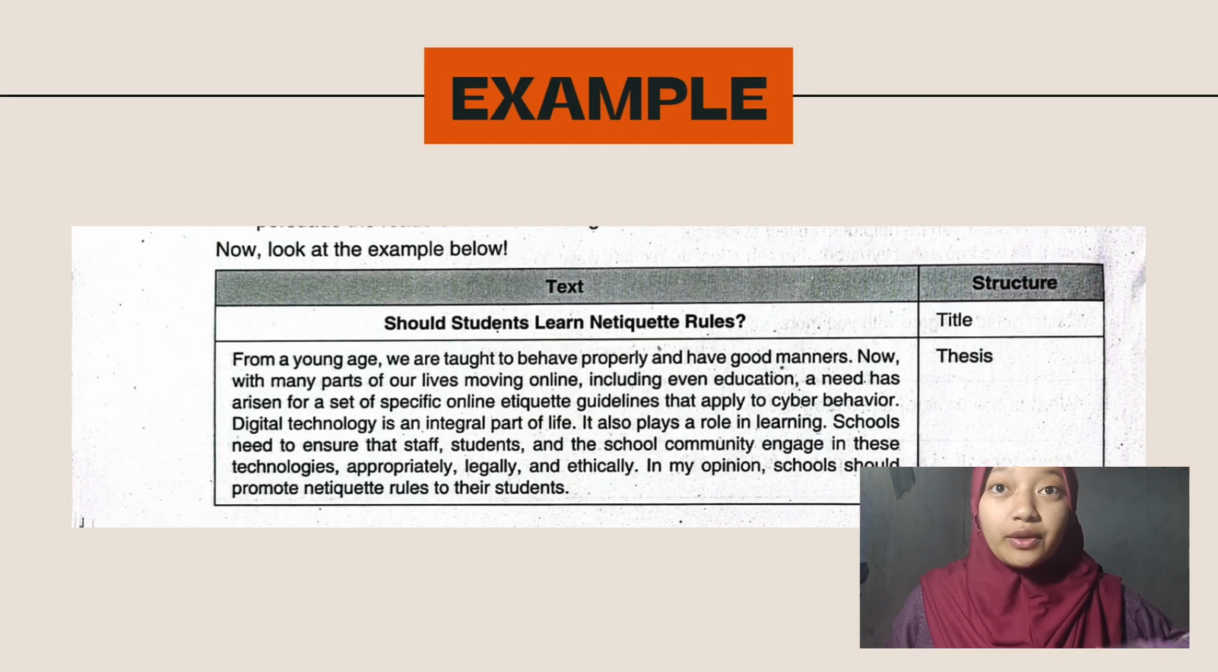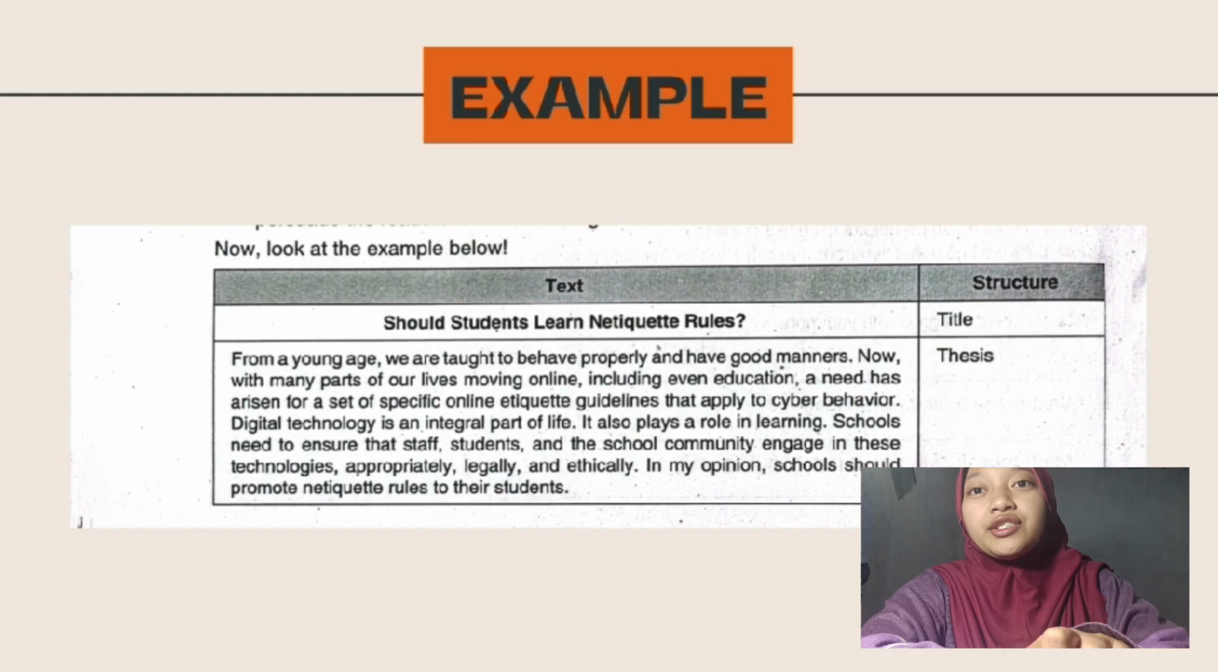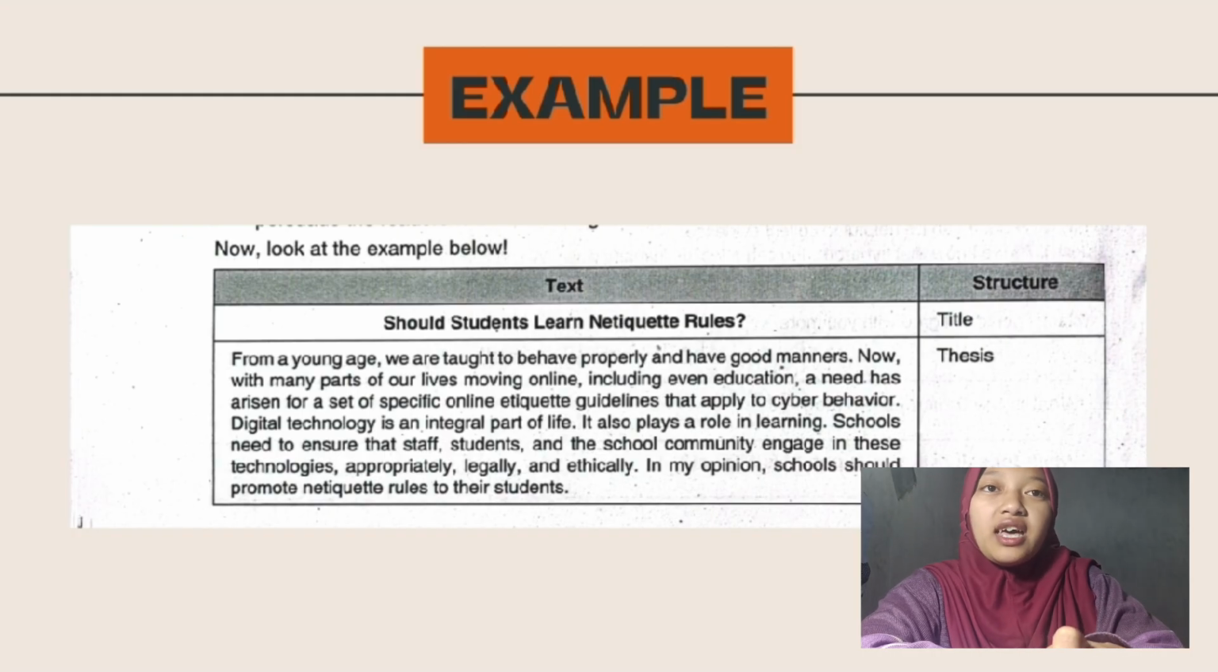Okay, so here we have a real example of a hortatory exposition text that I picked from a textbook. First we have the title, Should Students Learn Netiquette Rules? And the next paragraph, which is the first of the text, is the thesis. From a young age we are taught to behave properly and have good manners. Now, with many parts of our lives moving online, including even education, a need has arisen for a set of specific online etiquette guidelines that apply to cyber behavior. In my opinion, schools should promote netiquette rules to their students.